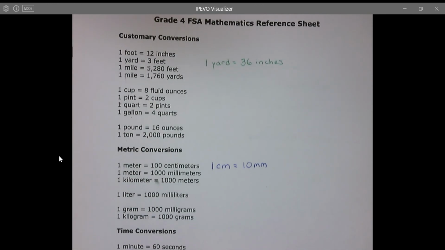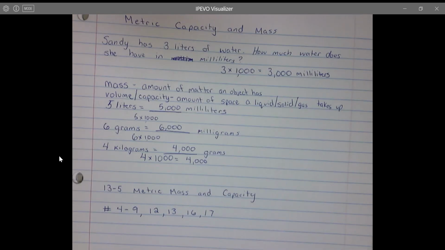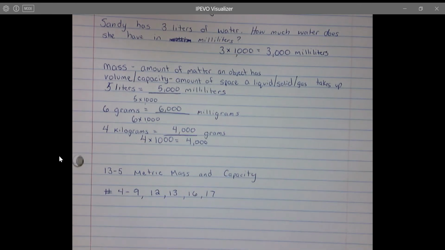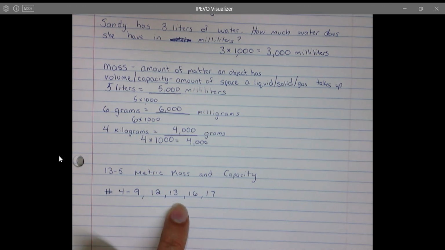In terms of 4th grade, we're always multiplying by a power of 10, 100, or 1,000, and that multiplication is nice and easy. So for today's practice problems, on 13.5, metric mass and capacity, it may be metric capacity and mass. I may have flipped it around when I was writing. I want you to work on questions 4 through 9, 12, 13, 16, and 17.